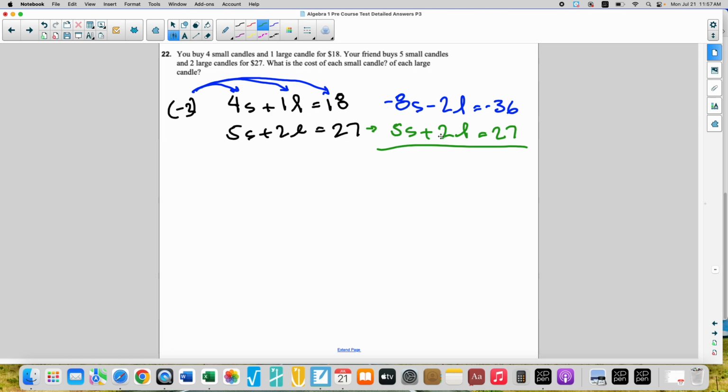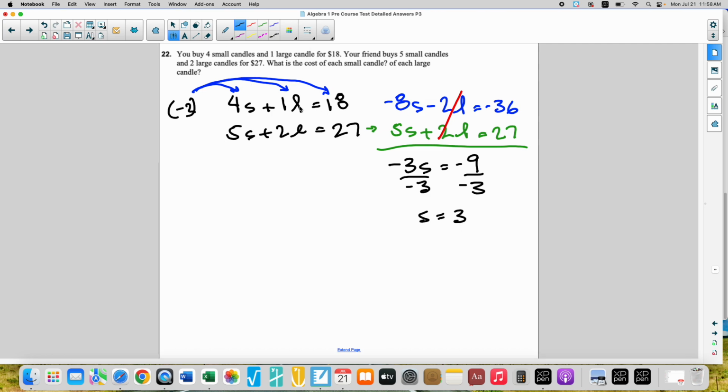And now I'm going to add them. I'm going to add their columns. So -8 and +5 leads -3. These cancel. That was my elimination. That eliminates the L variable. And it leaves me with -9. Divide by -3, divide by -3, S equals 3. And that is going to be the cost for a small candle.